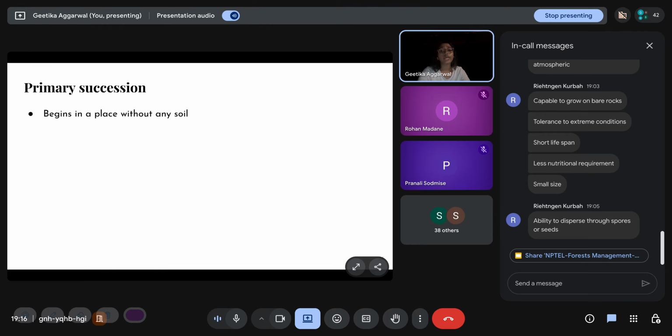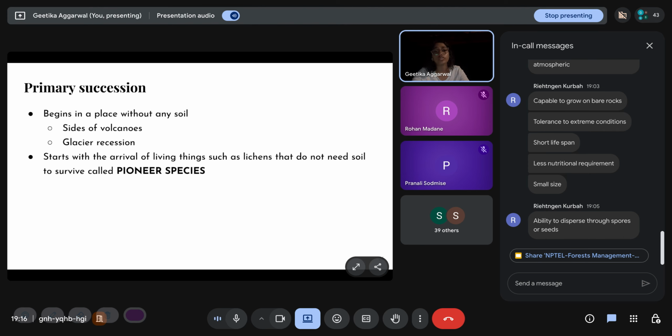And as we discussed, primary succession starts in a place which does not even have soil. It starts in a place which has rock, barren rock. So it can be on sides of volcanoes, because if they erupt, then there'll be a new layer of lava which solidifies and forms barren rock.